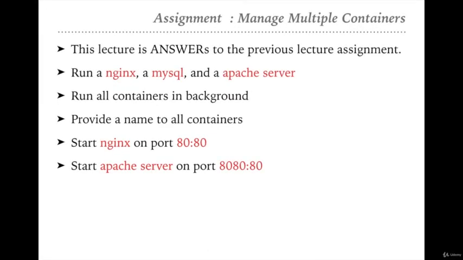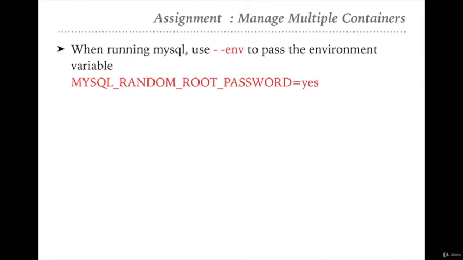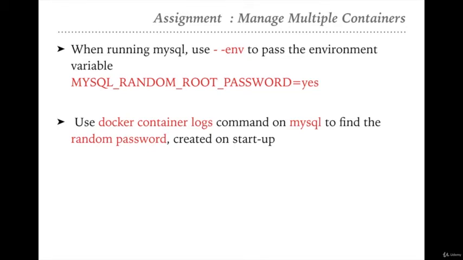The third container which we plan to start is the MySQL container, and we should start it on port 3306 and inside the container as well, port 3306. But we have some kind of prerequisite as well. The prerequisite to start the MySQL container was we need to provide the --env environment variable to the MySQL container, right? And the environment variable is MYSQL_RANDOM_ROOT_PASSWORD equals yes. After this, we need to search for the random password in the MySQL container logs.